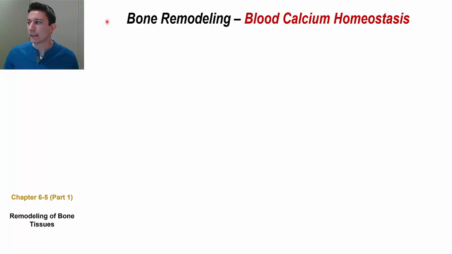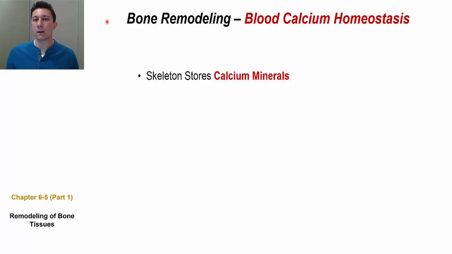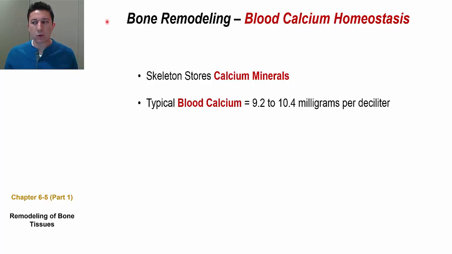Bone remodeling also occurs to maintain blood calcium homeostasis. As I mentioned, the skeleton is the main bank, the main location where we can withdraw and deposit calcium as our body needs it. Typical blood calcium is maintained in a very narrow range, much like our body temperature is. It is maintained in a range of 9.2 to 10.4 milligrams per deciliter, and these are actually the exact same units as blood glucose levels if you are diabetic or pre-diabetic and you need to measure blood glucose levels.